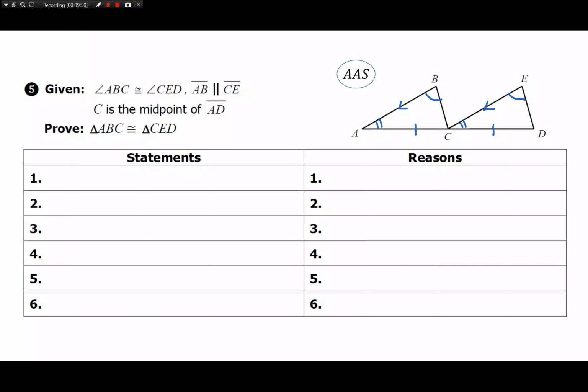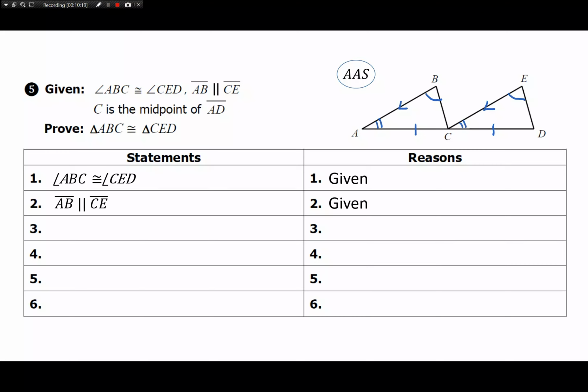So again, we start off with what we were given first. Angle ABC is congruent to angle CED. Reason for it? Given. Then our second one is that segment, alright, sorry, I had to correct this. It should be segment AB is parallel to segment CE. Reason why we know that is it was given.